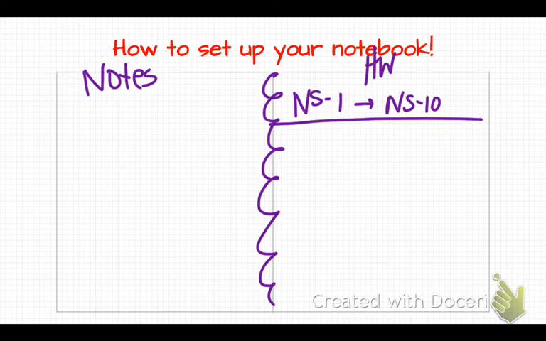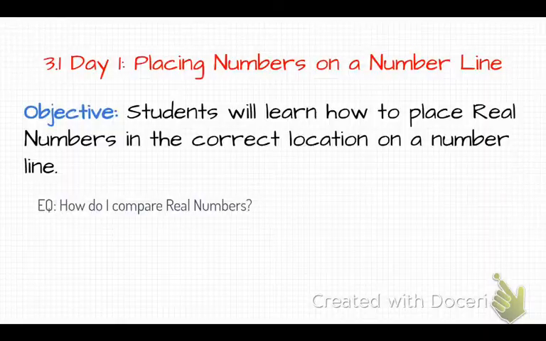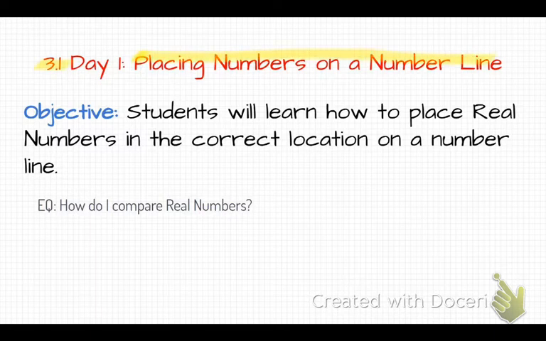Okay. So on the right side, you'll do tonight's homework. On the left side is where we're going to start our notes. And on that top line, we're going to write today's lesson. So the title of today's lesson is 3.1, placing numbers on a number line. So write 3.1, placing numbers on a number line, and write today's date, just so you know when you took the quiz. This is today's notes.